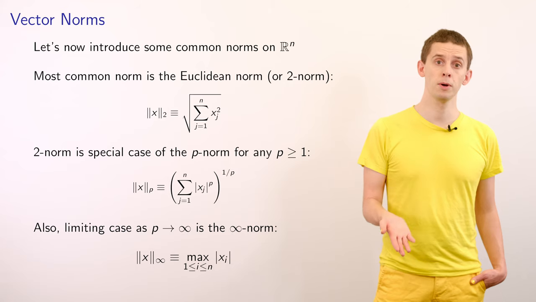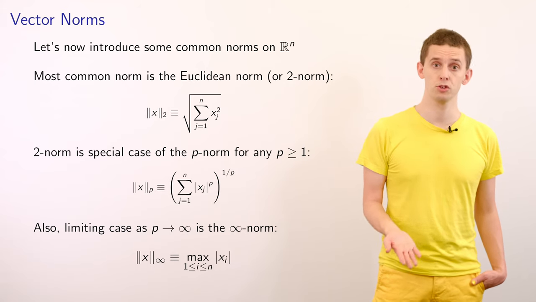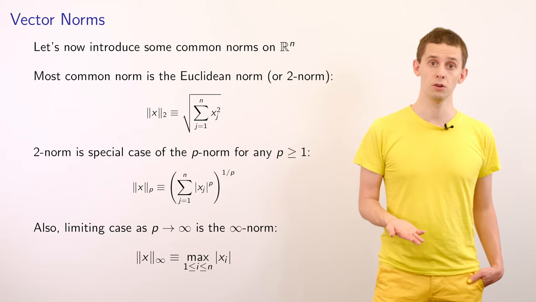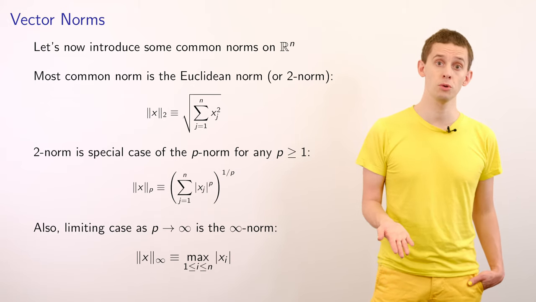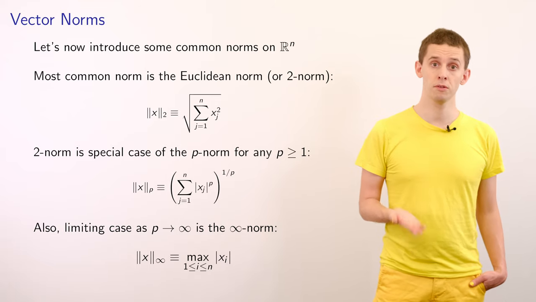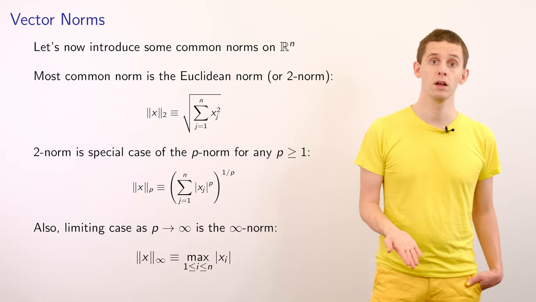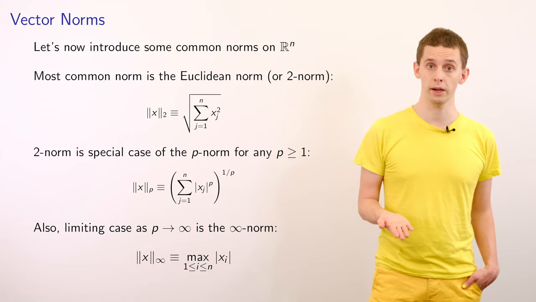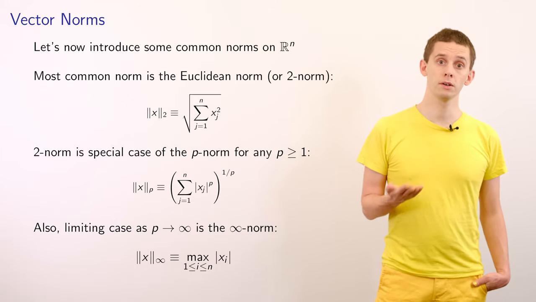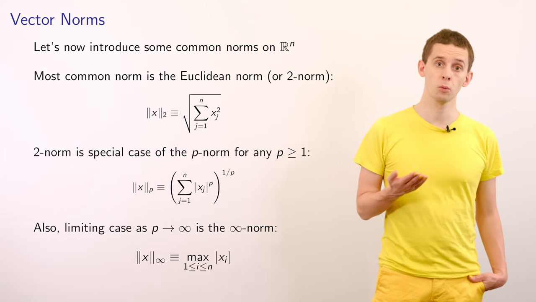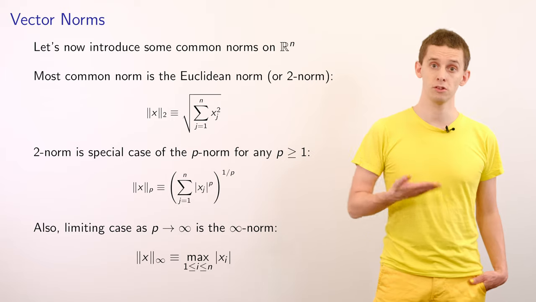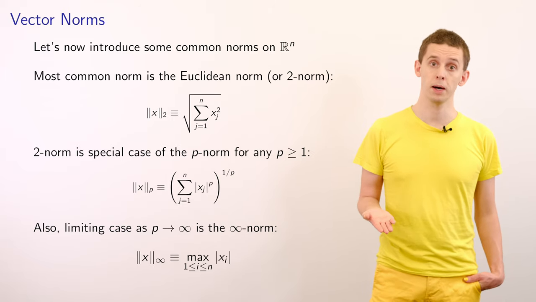Let's now look at some typical norms that we'll use on the n-dimensional space R to the n. The most common norm that we'll see is the Euclidean norm, that we also refer to as the 2 norm. This is defined for a vector x as the sum from j equals 1 to n of the components xj squared, all taken to a square root. If we look at this expression, we see that we're taking the second power of all of these components, taking the sum, and then taking the half power.